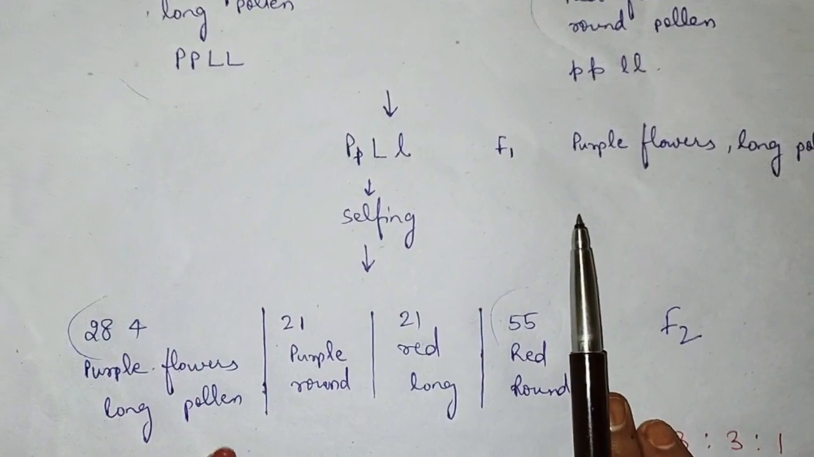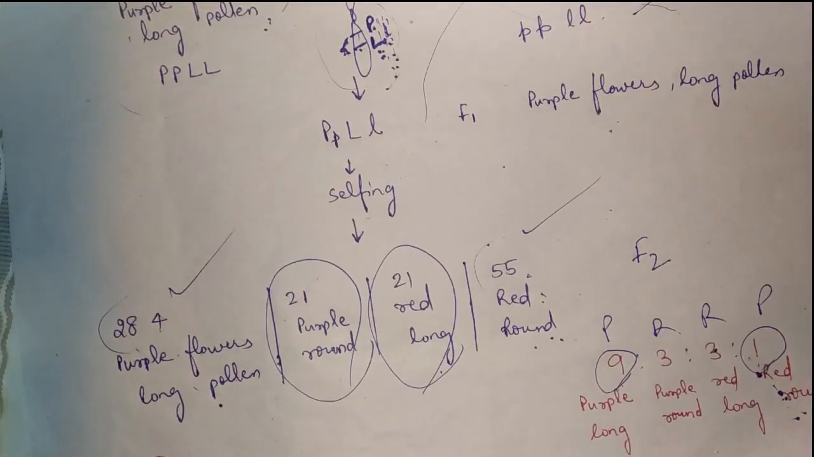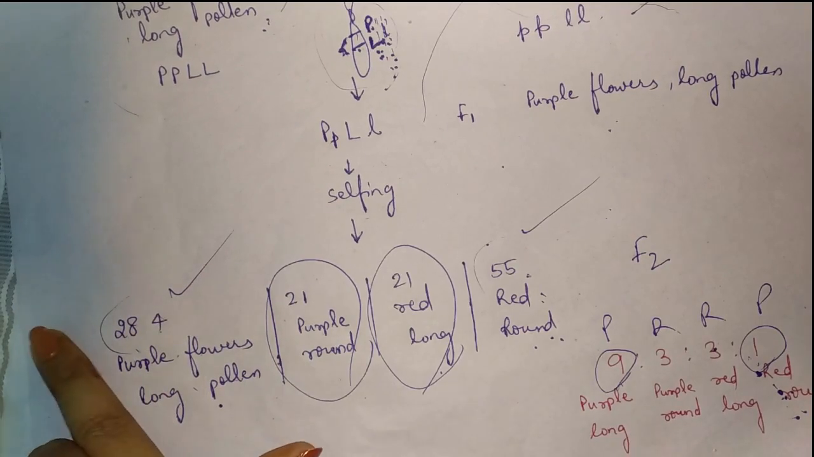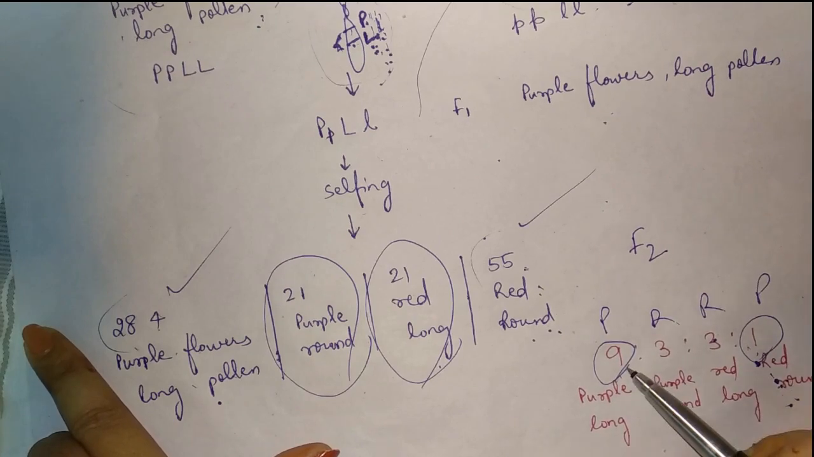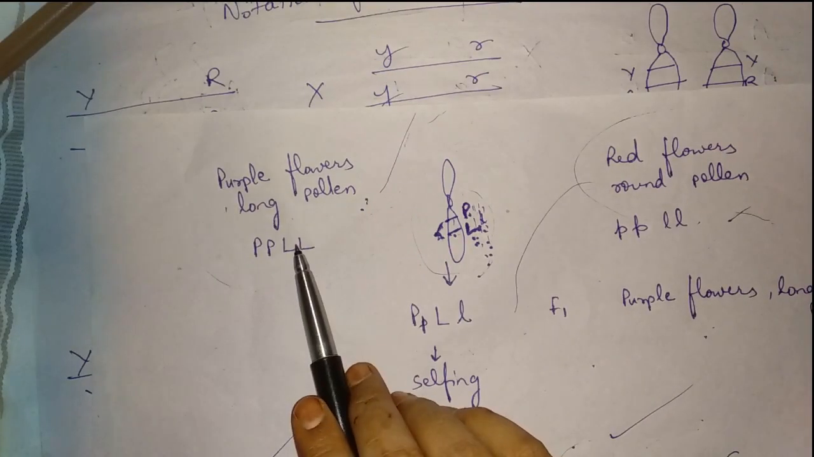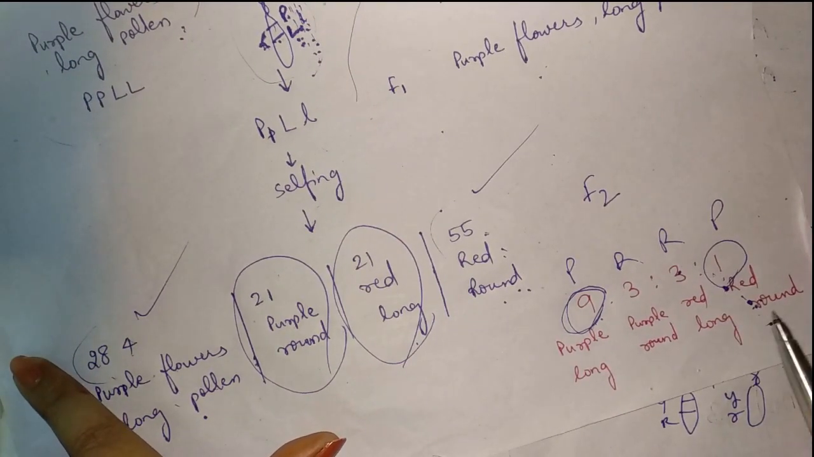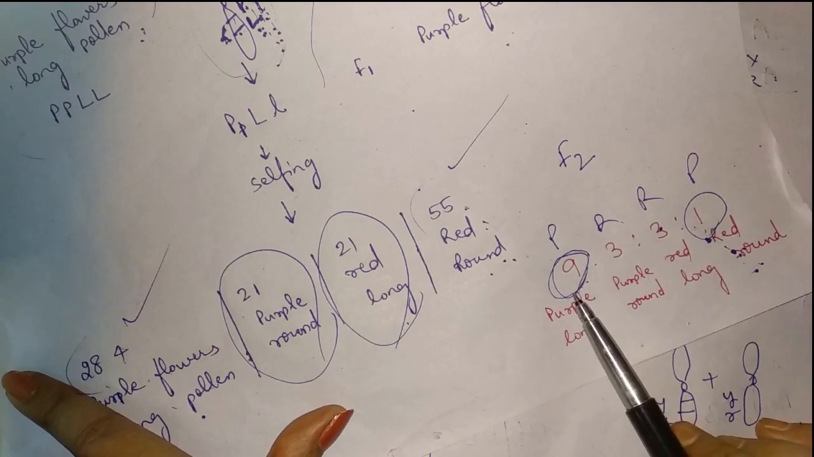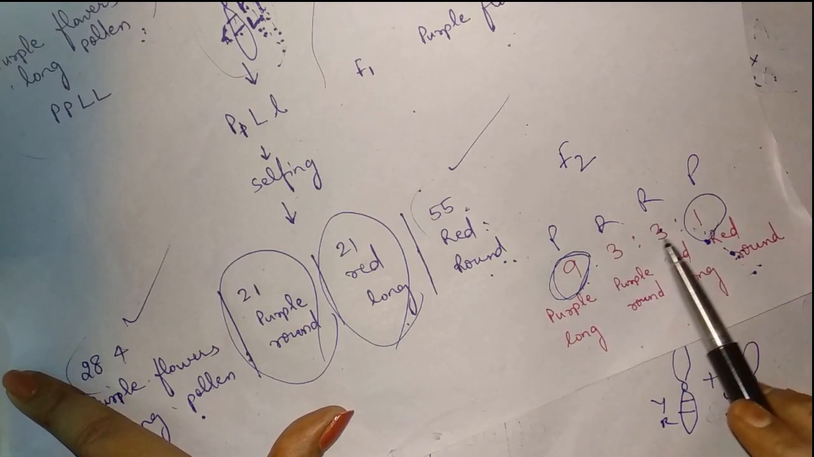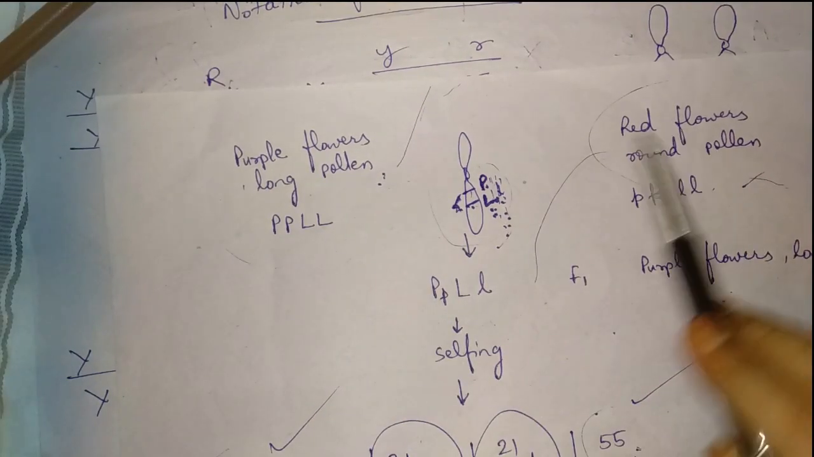When selfing was done, F2 had unusual results. The results which they got varied significantly from that of Mendel's. According to Mendel, they would have got 9:3:3:1. Highest was of the homozygous dominant parent, that is purple and long. The minimum was of the homozygous recessive, that is red round, that too parental, red and round. So these two, highest and lowest, are both of parental characters, whereas these intermediates were recombinants, that is purple round and red long.